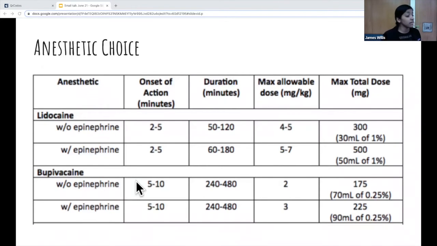I listed the lidocaine and bupivacaine as those are the 2 most common. Bupivacaine, in this table, you can see right around here the duration of time. So bupivacaine has a longer action. It does take a little bit longer for onset, but a longer time for numbing. And so this could be useful, particularly if you're trying to help with tooth pain.